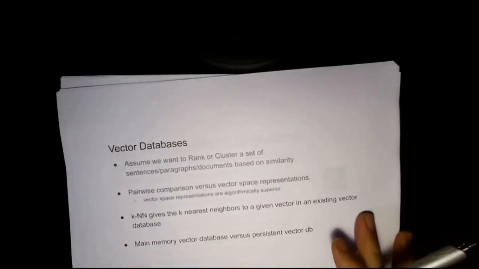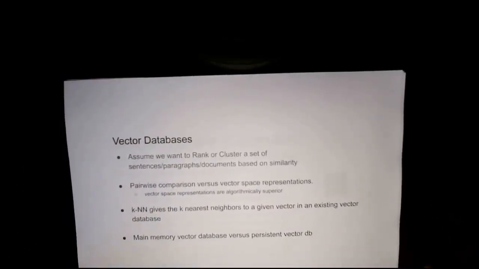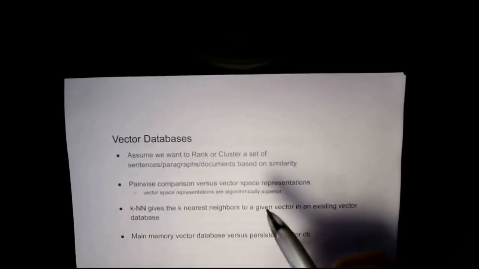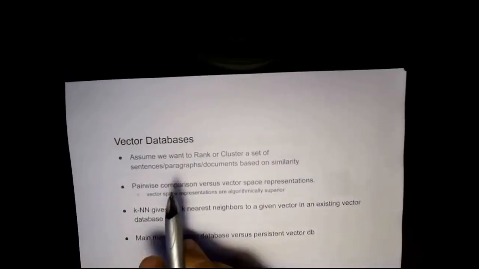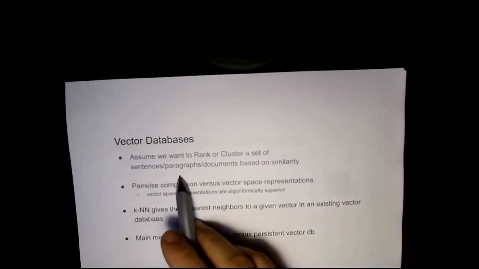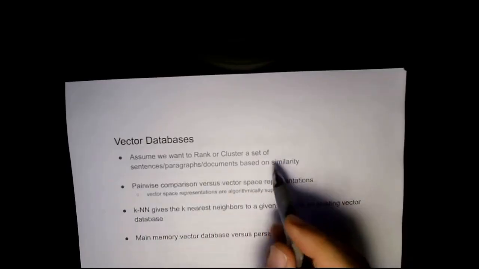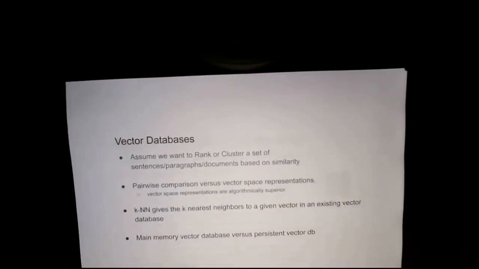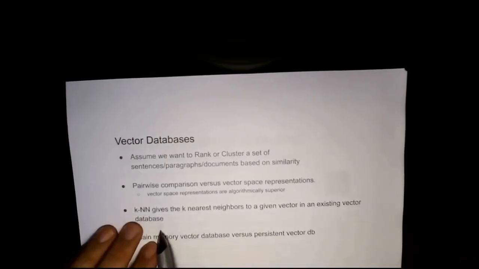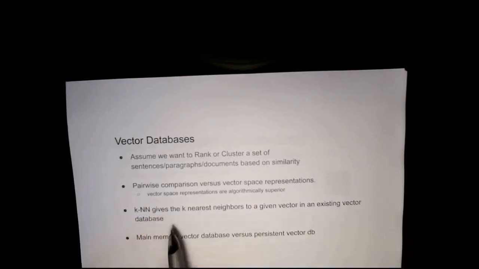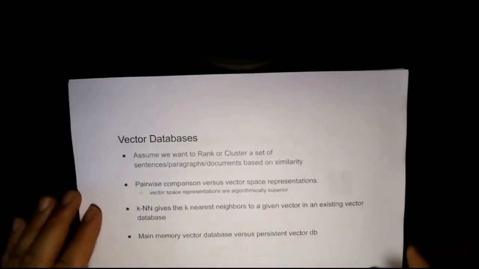This gets embedded inside of a vector database. So these are vector databases. Assume we want to rank or cluster a set of sentences, paragraphs, or documents based on similarity. That's going back to semantic search. Basically what we do is calculate k nearest neighbors over the existing vector database.